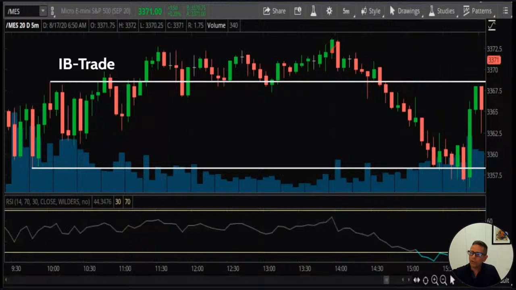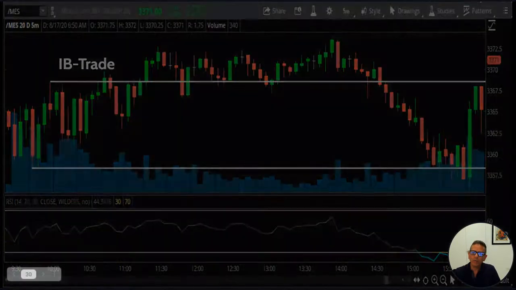It tried to break out again here, and then it went down. Once it broke the IB level, this is definitely a shortable trade, where you would go down and then take a profit here at your support level, on the IB. So this is just another example of trading IB levels, and a lot of traders use this as well. Okay, so let's move on here.